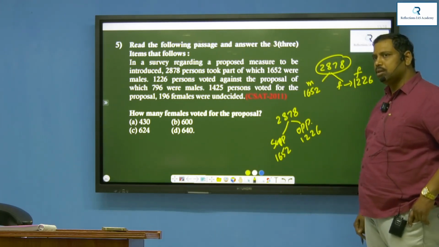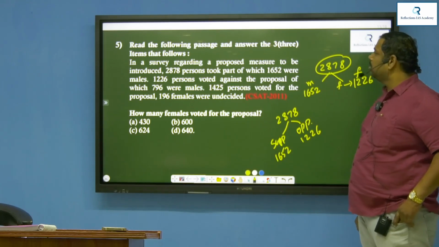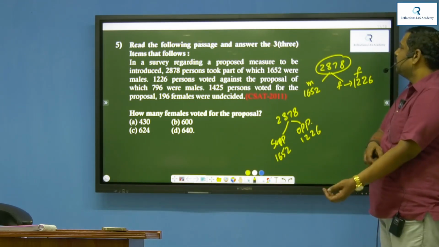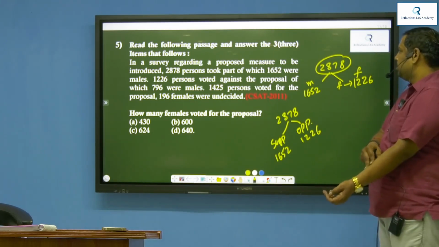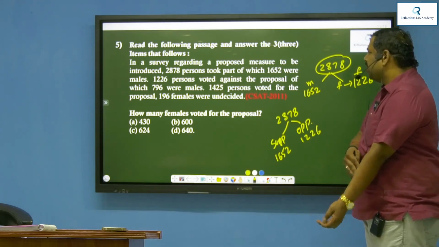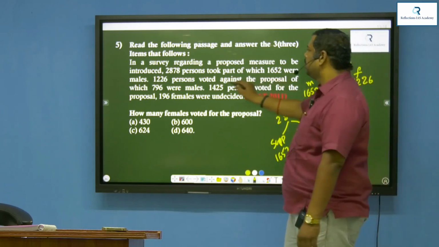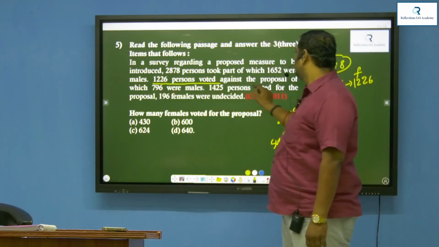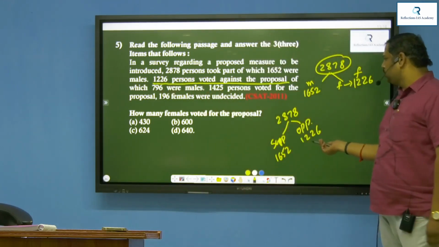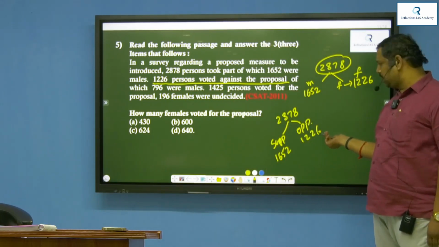You see that 1226 members are not supported. Sorry, 1226 members voted against the proposal. Okay, 1226 not supported. Means the remaining are supported, right?